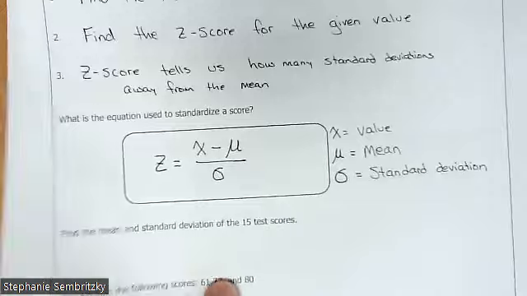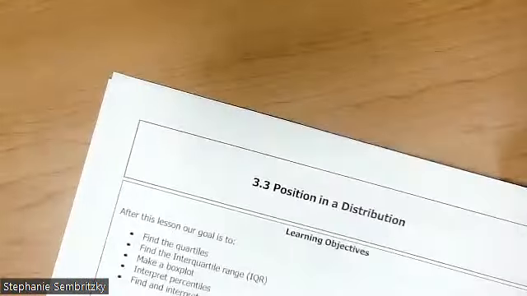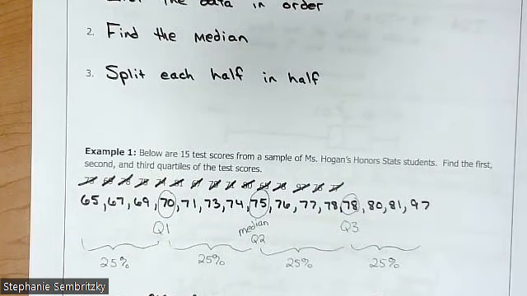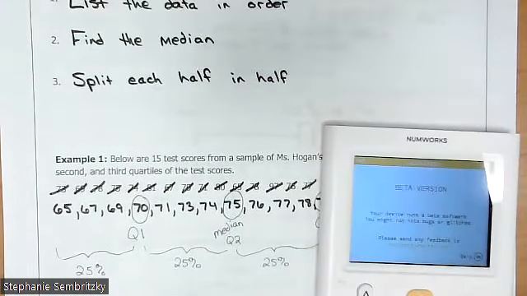So I'm going to flip back. We used those scores to find our 5-number summary: minimum, Q1, median, Q3, maximum. But now I need to know the mean and standard deviation for those scores. So where would I go on the calculator to have it do that for me?